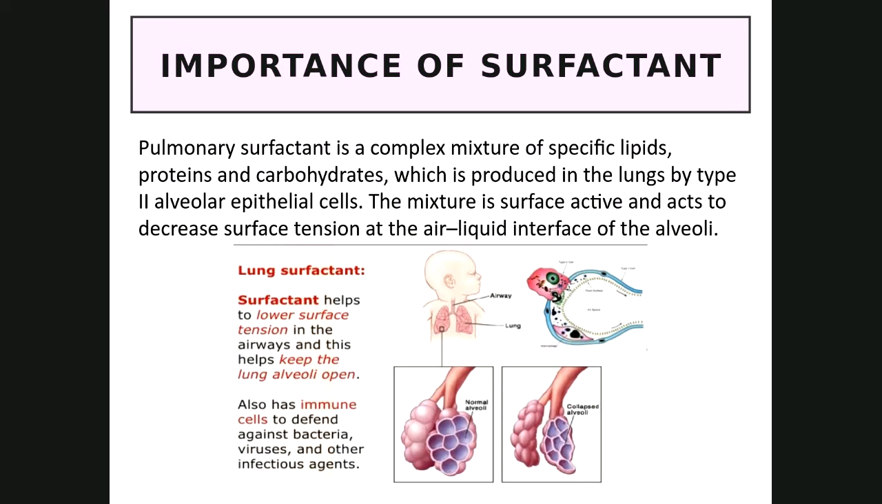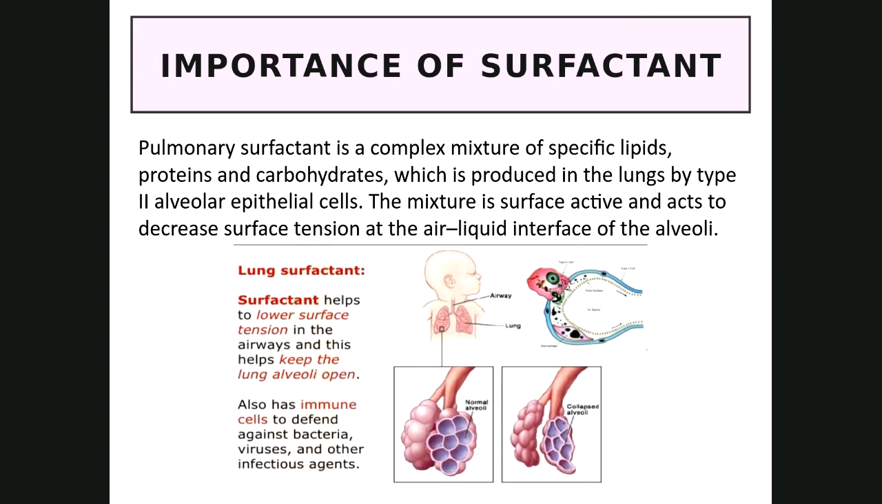These cells start to mature and actually produce the pulmonary surfactant as the baby grows and matures and goes past 24 weeks of gestation, and they're pretty much in full effect by 34 weeks. We like to think that by 34 weeks the baby's lungs have pretty much matured. Not fully matured, but they're there. The mixture is surface active and acts to decrease surface tension at the air-liquid interface of the alveoli.